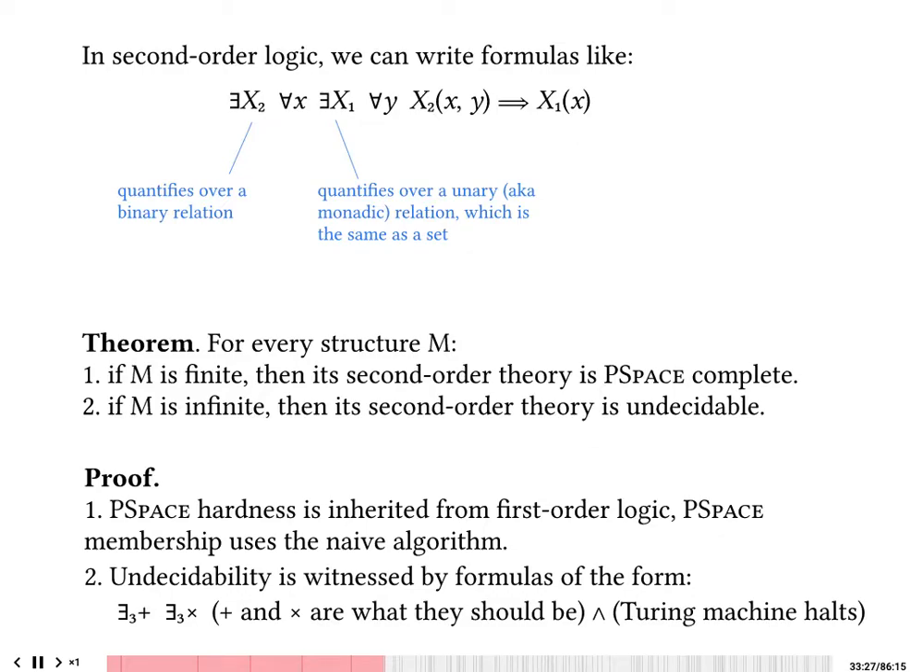On the other hand, for infinite structures, no matter how simple your infinite structure is, it could have no relations whatsoever, the problem is still undecidable, because you can just write a formula which embeds arithmetic in it. You guess in the formula a set of triples, which is meant to represent the addition relation in arithmetic. You guess a set of triples, which is meant to represent the multiplication relation, and you say that addition and multiplication are what they should be.